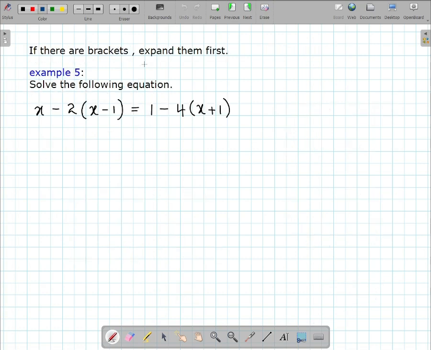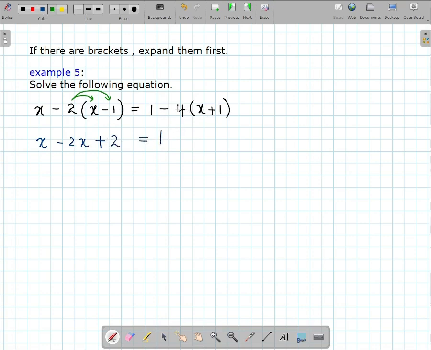If there are brackets, expand them first. Example 5: x minus 2 times (x minus 1) equals 1 minus 4 times (x plus 1). So we have to expand these two brackets. So I write x first, then we have to expand this bracket. So we have to multiply this bracket by minus 2. Minus 2 times x, minus 2x, minus 2 times minus 1, plus 2, equals 1.